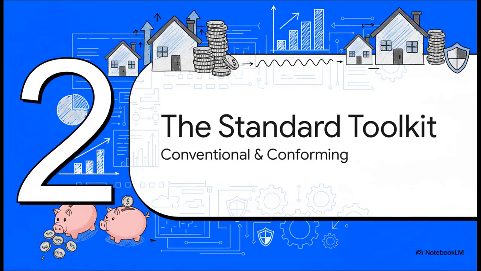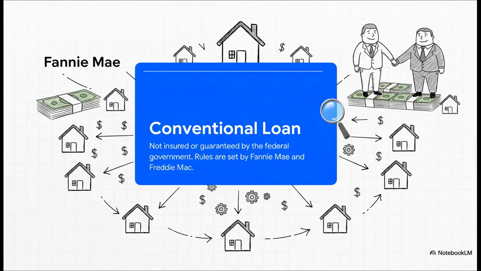Okay, so with that foundation in place, let's get into our first and by far most common set of tools. These are the loans you're probably going to run into the most: conventional and conforming loans. A conventional loan is pretty simple. It just means it's not backed by the government.